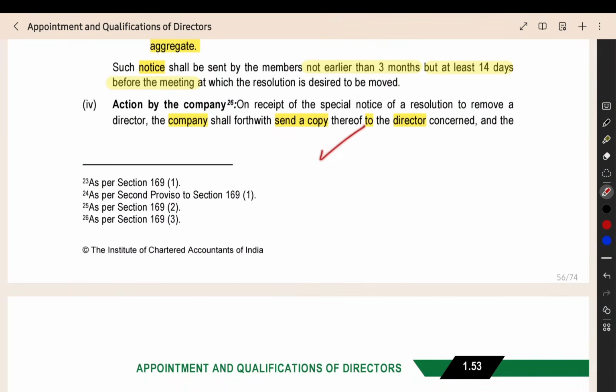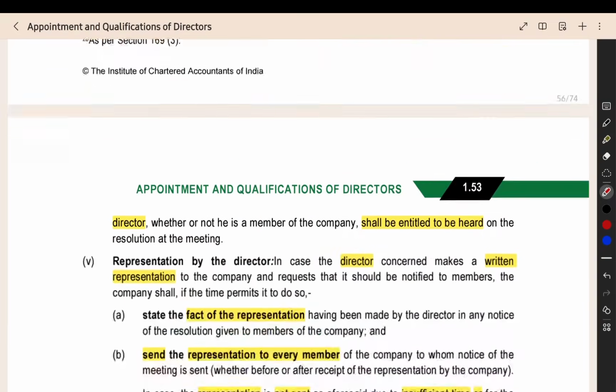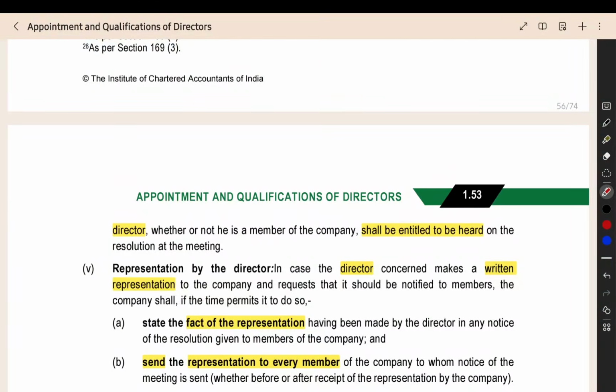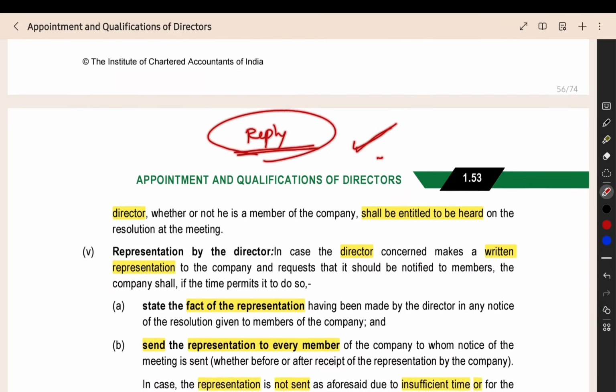Then, action by the company. The members will sign the special notice and send it to the company. The company will forward it to the director. And the director can give a written reply for this particular resolution. Like, I did this for the good of the company only, I did not do any misconduct. Like that, the director can give a reply.